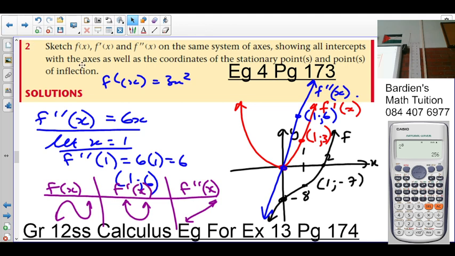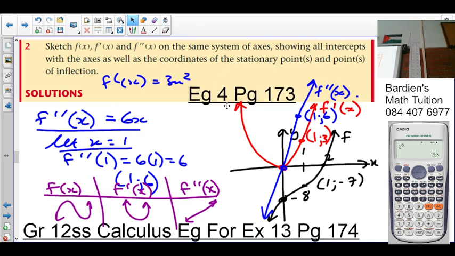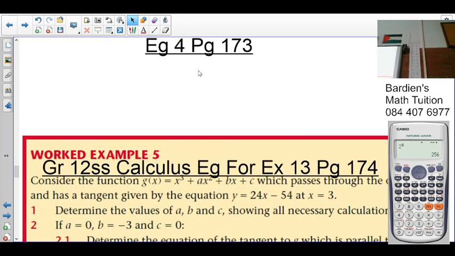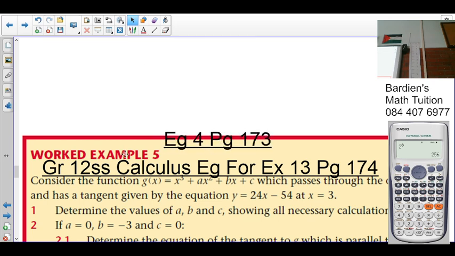So that is example 4. Let's look at example 5. Example 5 is on the same page, 173.